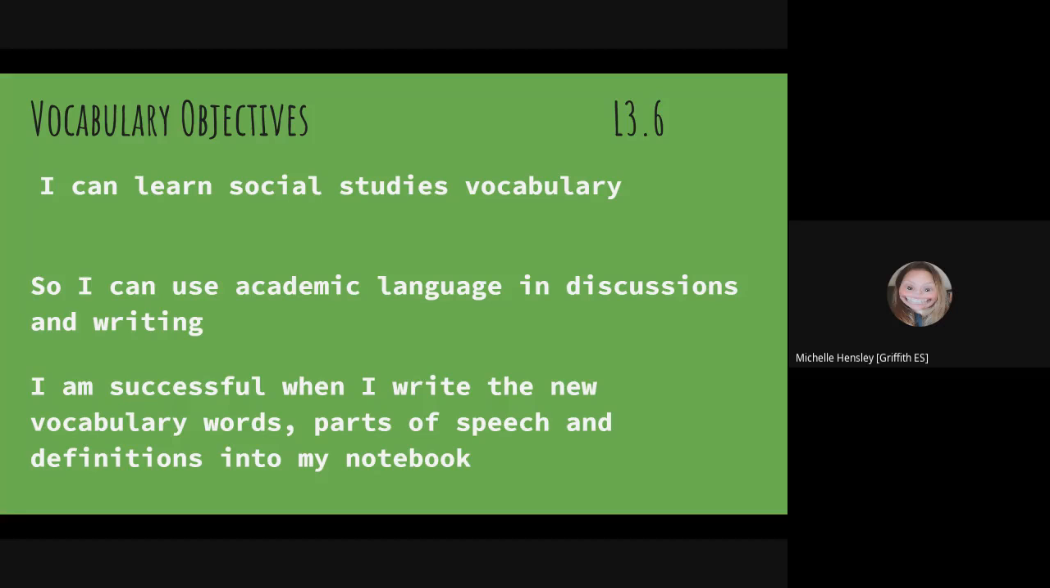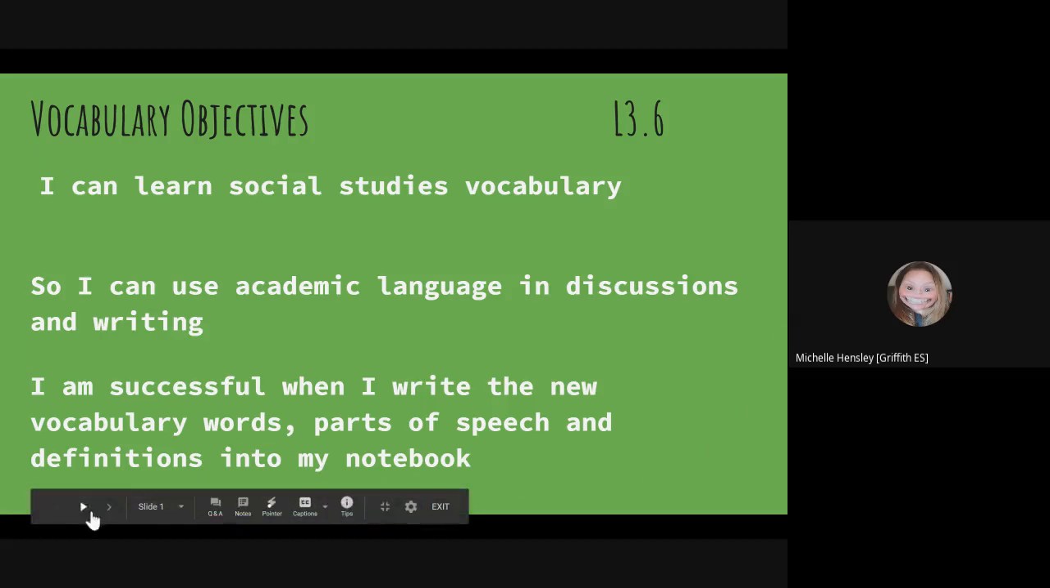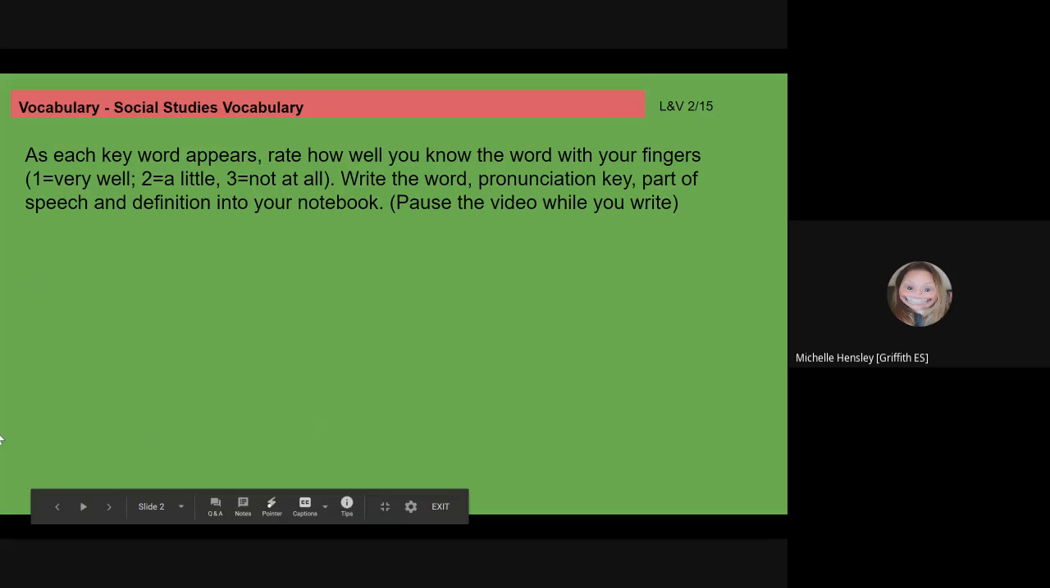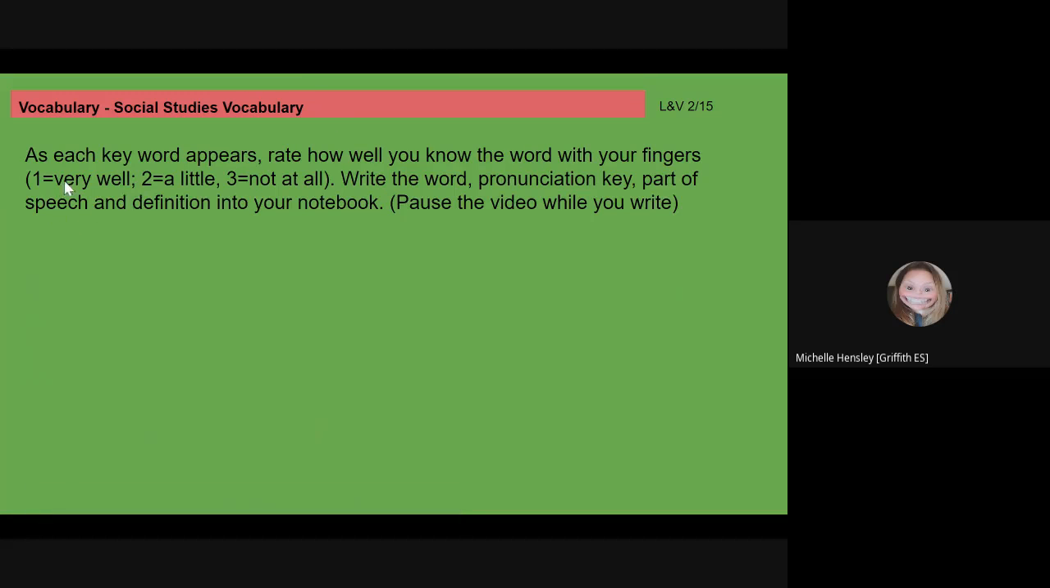All right, so we are going to learn some new social studies vocabulary. This is a social studies unit, so talking about people and working together. We're going to learn some new words, and we're going to write them down in our notebooks. And then later in the week, you will add them to your My Vocabulary notebook on MyNG Connect, and you'll play some games to practice them. So here we go.